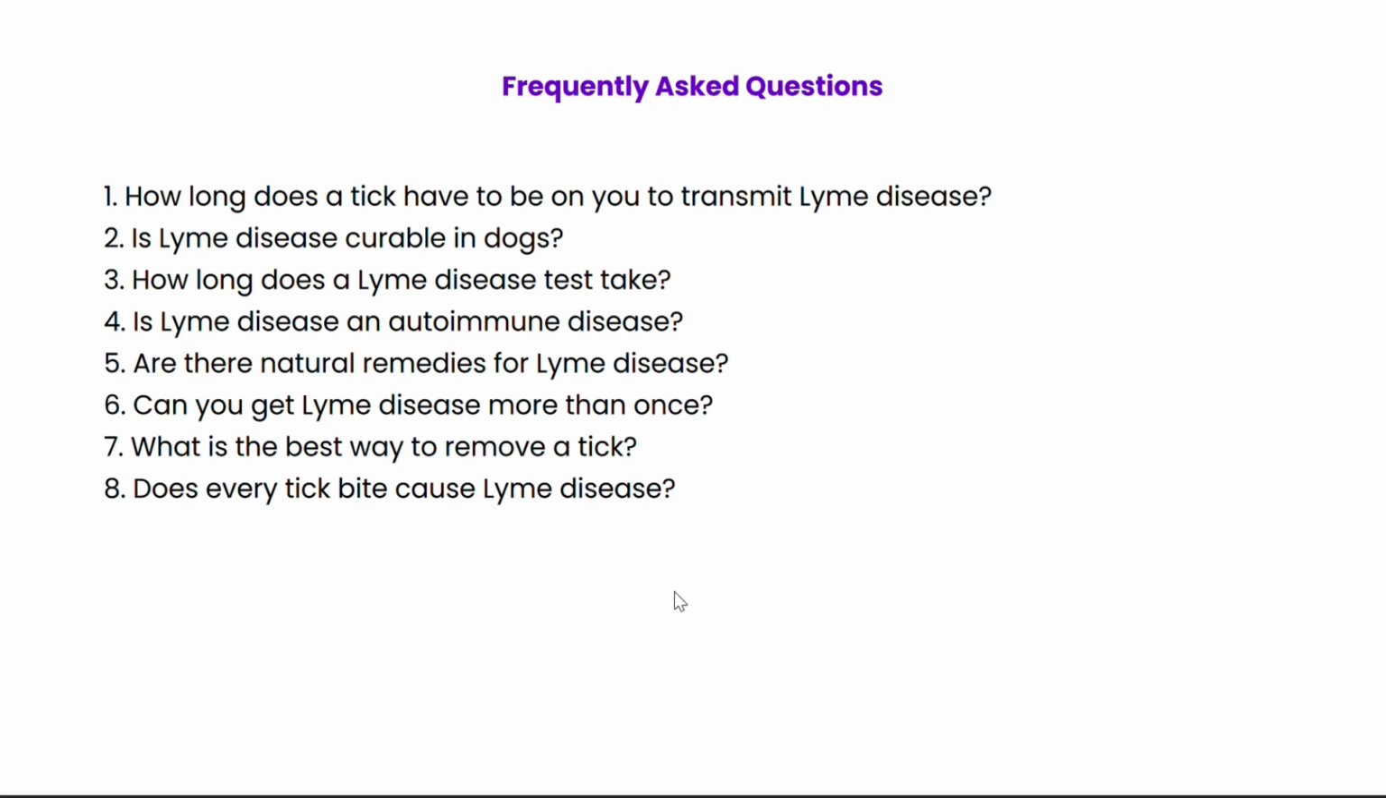Finally, it's important to clarify, does every tick bite cause Lyme disease? The answer is no. Only infected Ixodes ticks can transmit the Lyme disease bacteria. The risk of getting Lyme disease from a tick bite is relatively low if the tick is removed promptly within the first 24 hours. That brings us to the end of our lecture on Lyme disease.